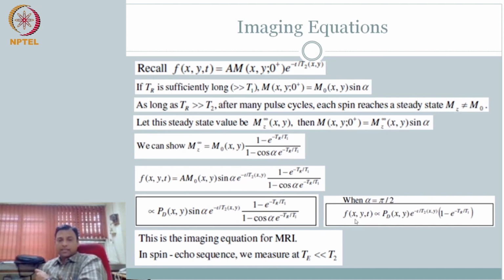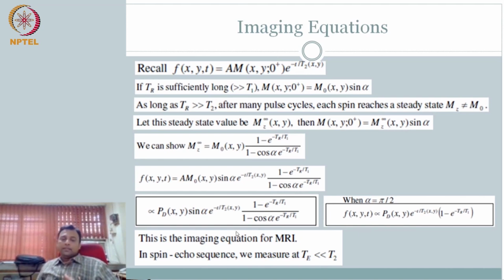At every pixel x comma y, your basic signal strength is dependent on the proton density at that location, but it is also dependent on the T2s and T1s and the time to repeat. All that is what we saw in contrast mechanisms, right? How do you play with this to get differentially weighted images? That is our f of x comma y comma t. This is the governing equation. Depending on how you combine T2, T1, TR, you get different weighted images.